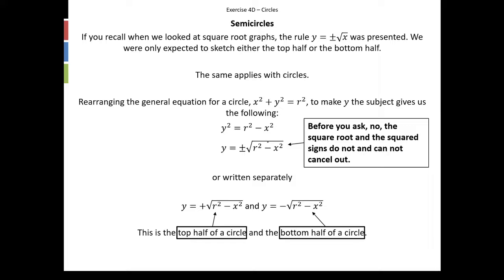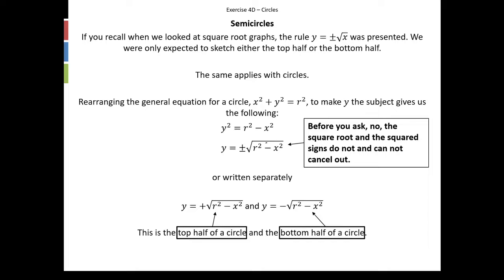Right, this is where it gets a bit complicated. Semicircles. I can tell you from previous years, people get these really confused with square root graphs. Let's have a look through this and then I'll tell you how to identify when it's a square root graph and when it's a semicircle graph.